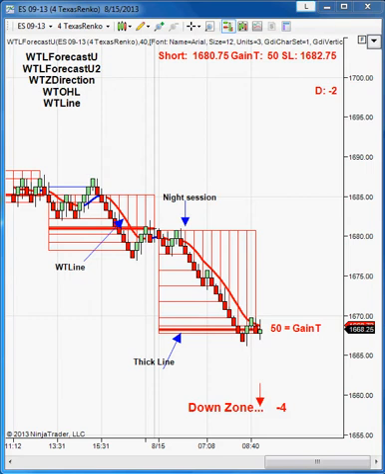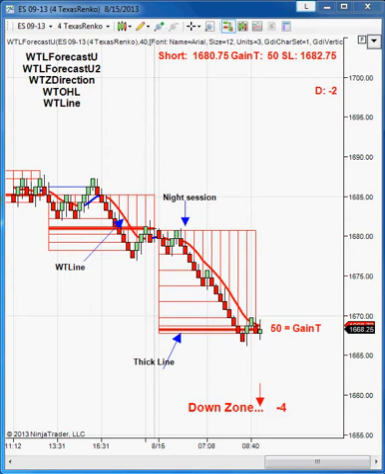Okay, basically right now the WTL line is already plotted, and the WTZ direction is down, all the way down, which is a down zone of -4. And let me bring in the other indicator. It is a night session, and they also have a thick line, and the thick line is very important for our trade.